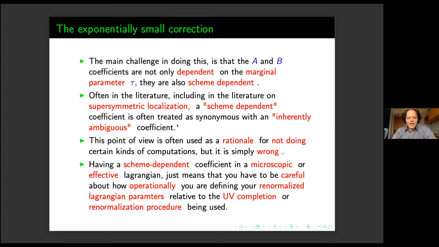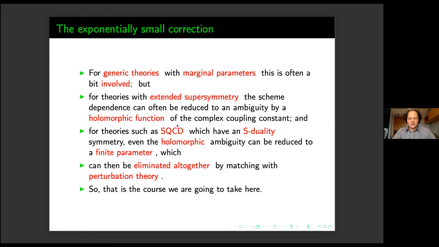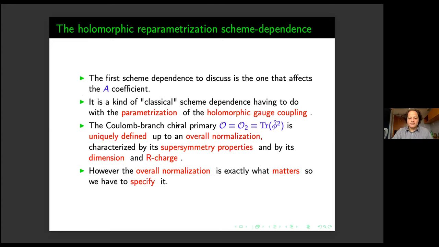But yeah, so A and B are these scheme-dependent coefficients. And the first thing we did was to work out those in the case of super QCD. Conformal super QCD has an S-duality, so even the A and B coefficients have to be covariant under that. That, together with matching at one order of perturbation theory, is enough to completely nail down the functional dependence of A and B on the coupling.